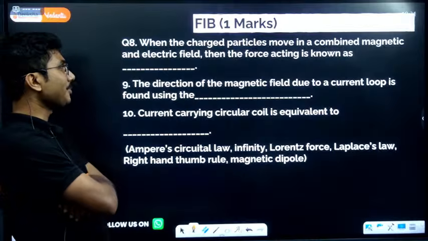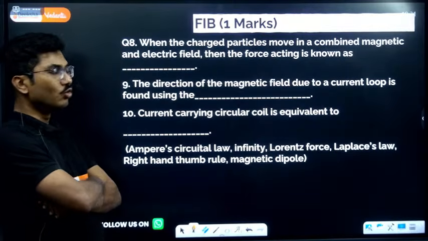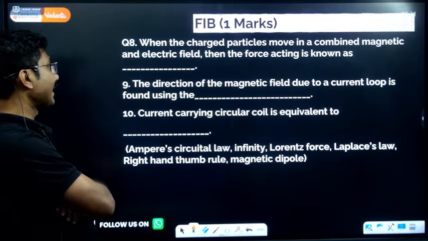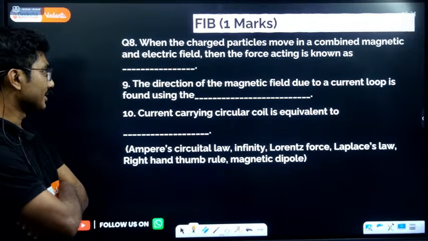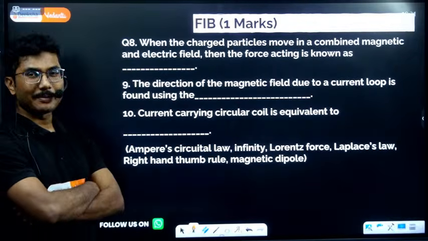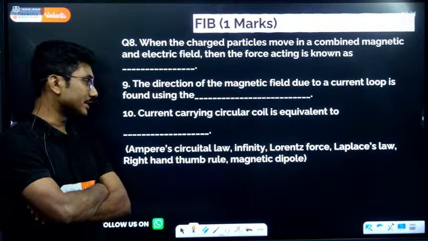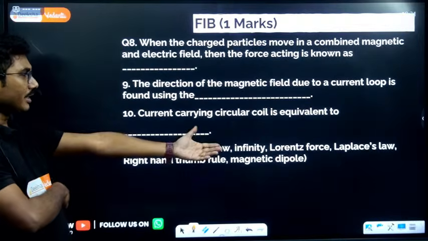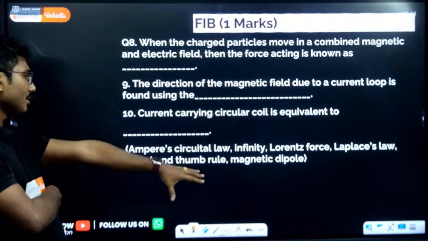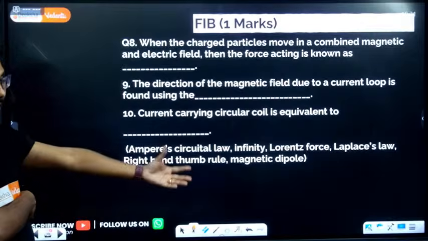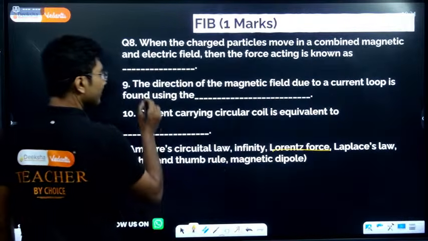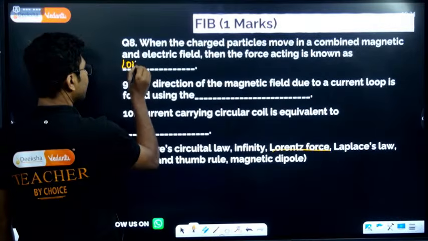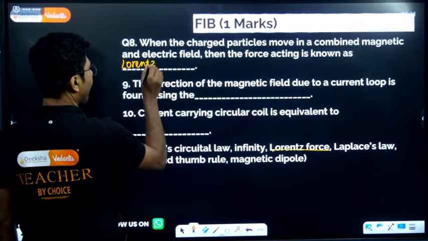When the charged particles move in a combined magnetic and electric field, then the force acting on it is known as... So it is a combined electric and magnetic field. Then what is that force called? Ampere circuital law, infinity, Lorentz force, Laplace law, right hand thumb rule, magnetic dipole. So it is called Lorentz force. Okay, the spelling is very interesting. Lorentz force.